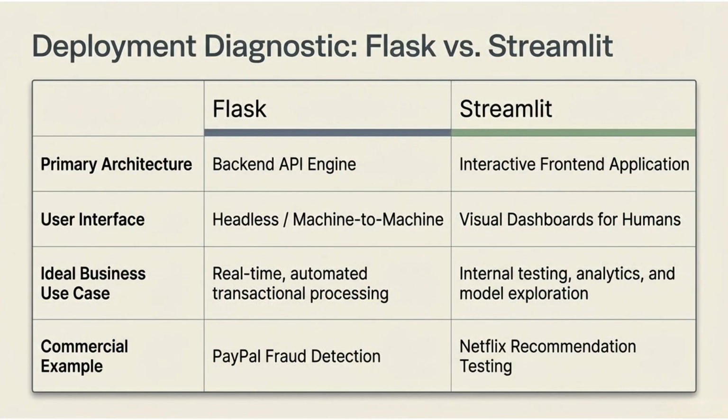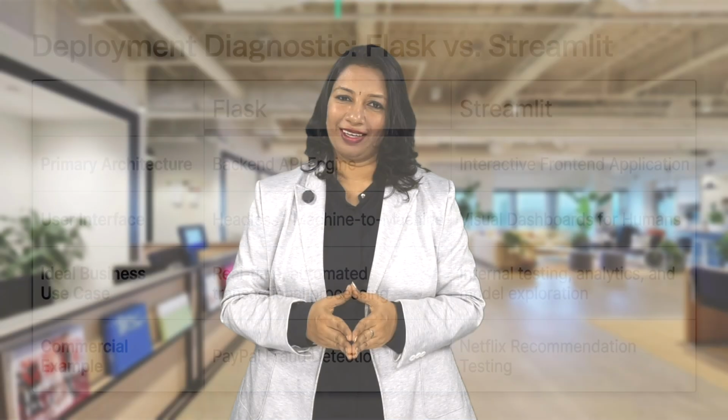Flask and Streamlit serve different purposes. Flask is mainly used as a backend API engine that enables machine to machine communication. Streamlit, on the other hand, is designed for interactive dashboards and user interfaces. Flask is often used in real time automated systems such as fraud detection. Streamlit is useful for data analysts and developers who want to explore models visually and test predictions. Both tools are valuable depending on the application requirements.